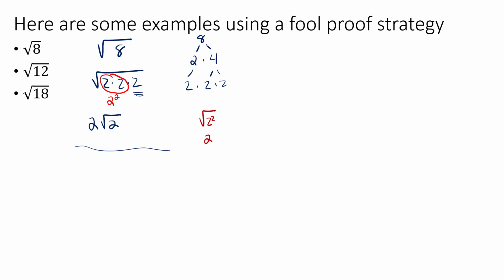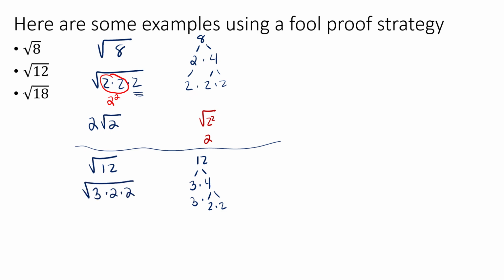We'll do the square root of 12. And again, I'm going to do what's called the prime factorization. So I'm going to factor that into 3 times 4, and then the 4 would get factored into 2 times 2. And so the prime factorization is 3 times 2 times 2. And remember, this is a square root, so I'm going to look for something that's squared. Well, there it is. There's the 2 squared. The square root of 2 squared is just 2. And then the 3 is still underneath the square root.